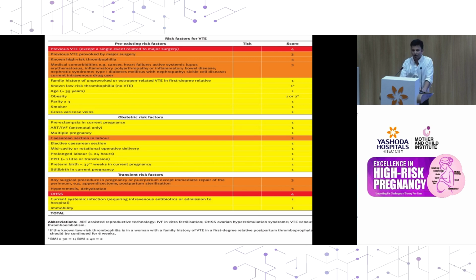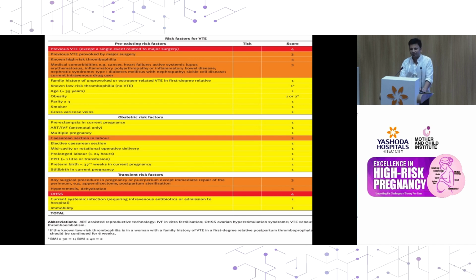Acquired thrombophilia like antiphospholipid antibody syndrome, we can grade as 3, whereas high-risk thrombophilias like antithrombin 3 deficiency as well as heterozygous and homozygous factor V Leiden as well as compound heterozygous, and both protein C and S deficiency, we categorize as 3. Whereas other factors like prothrombin gene mutation and homozygous protein C and S deficiency, we categorize as low risk thrombophilias, which score as 1.